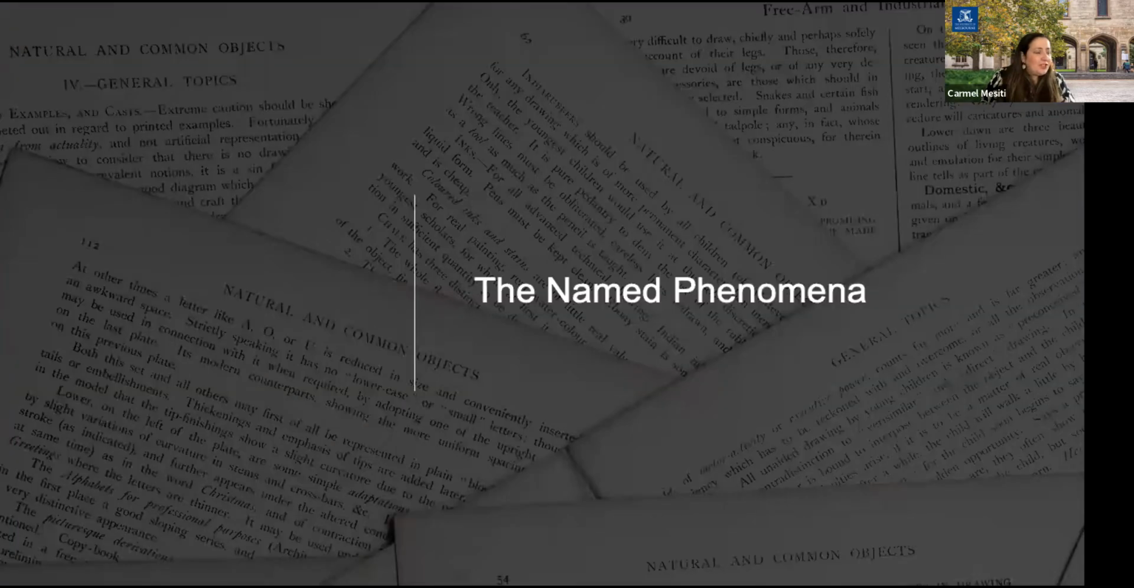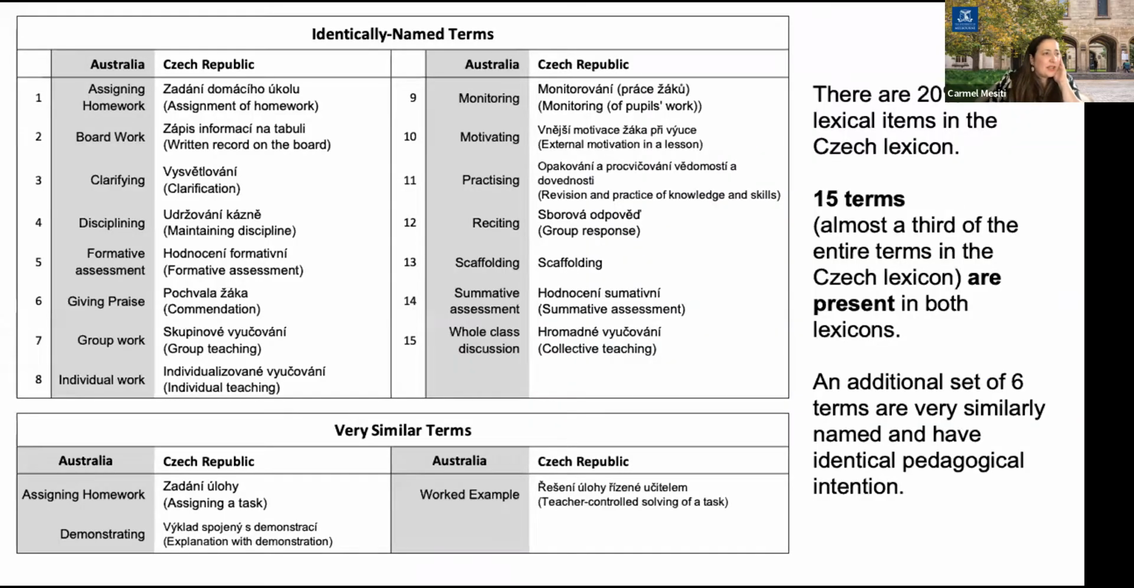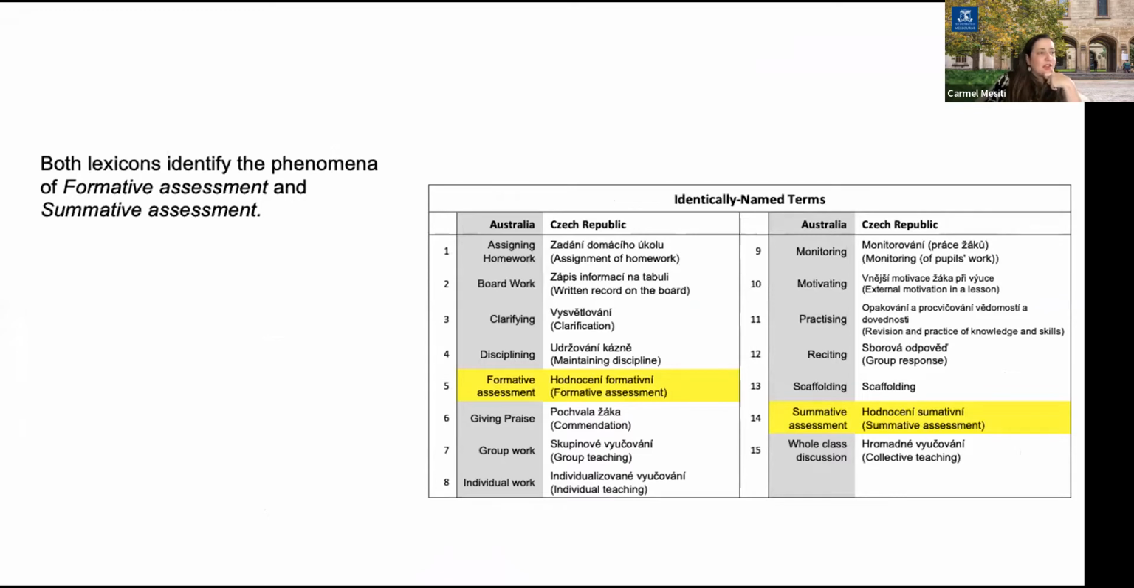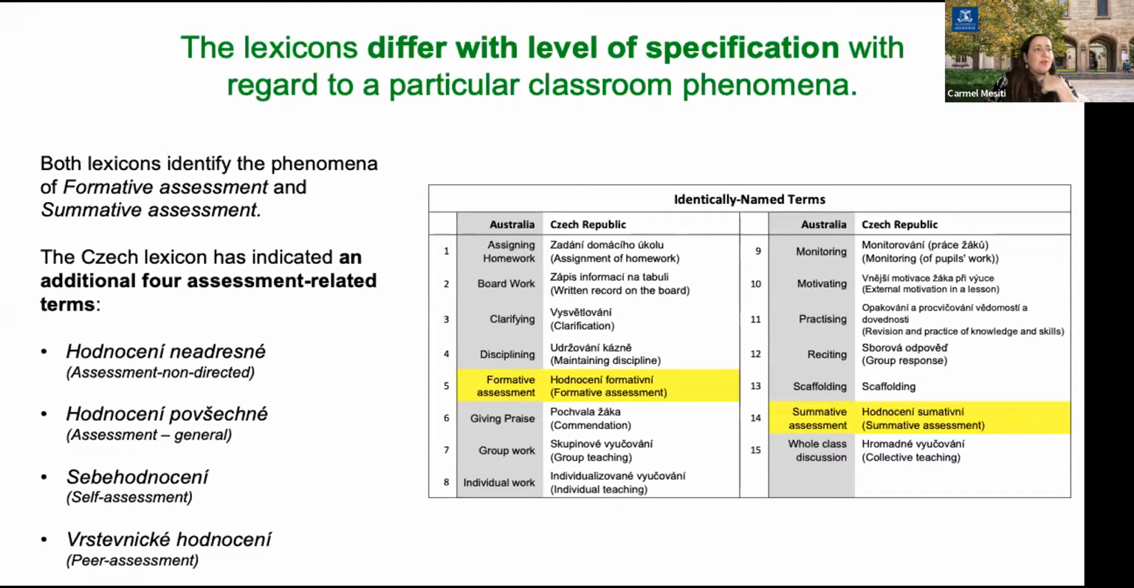So I want to share some of the findings. With the Czech lexicon, we had quite a number that were identically named. Here you can see the Australian lexicon and the Czech term. We had 15 terms, which is almost a third of the entire terms in the Czech lexicon. And then we had an additional set of 6 terms that were similarly named and have identical pedagogical intention. Both lexicons identify the phenomena, for example, of formative assessment and summative assessment, but there was a difference with the level of specification. If we look at assessment-related terms, the Czech lexicon had an additional 4 terms related to assessment.